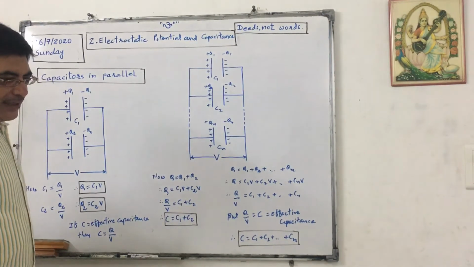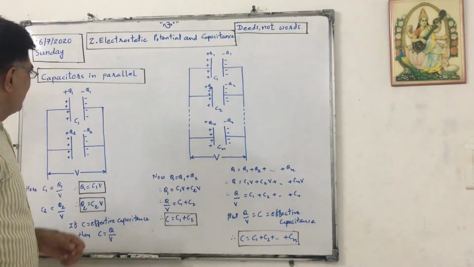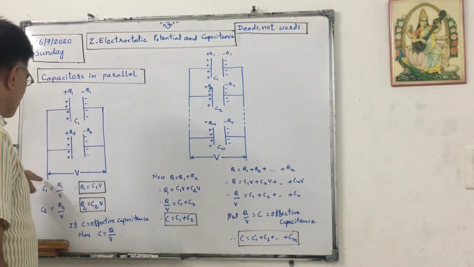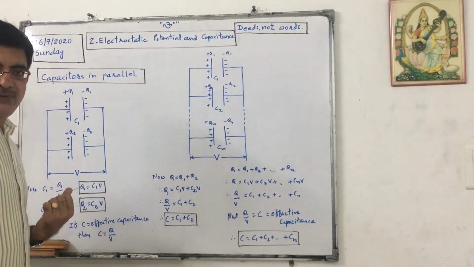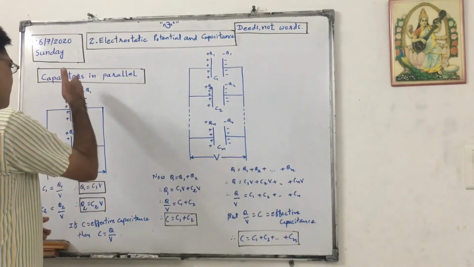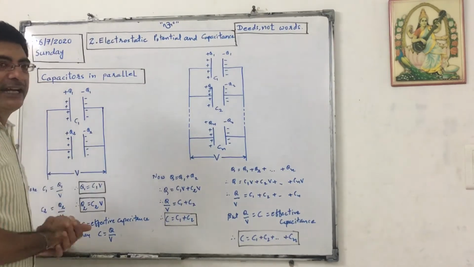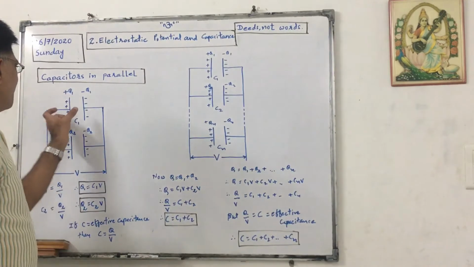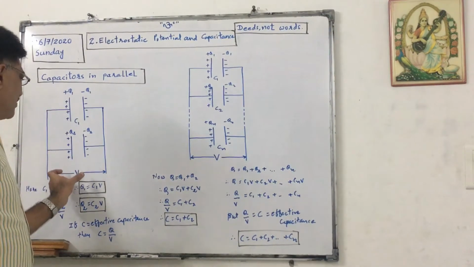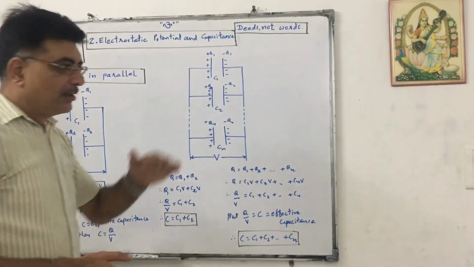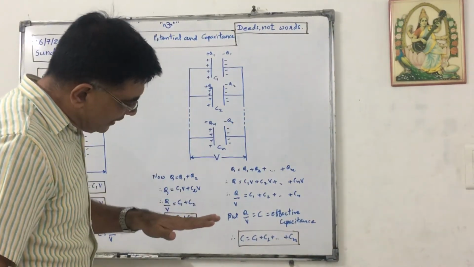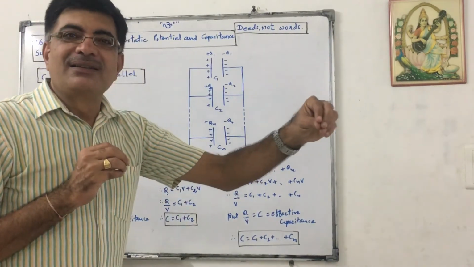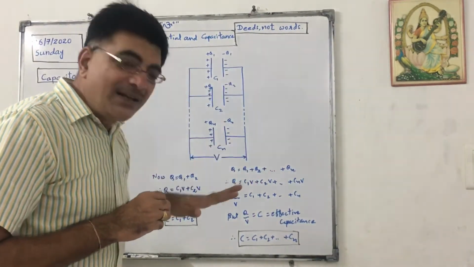We can describe it as one plate of all the capacitors connected with, suppose, the positive of the battery, and the other plate of all the capacitors connected with the negative of the battery. In that case, what will happen? The potential difference across all the capacitors will be equal. In series, charge is equal. In parallel, potential differences are equal.